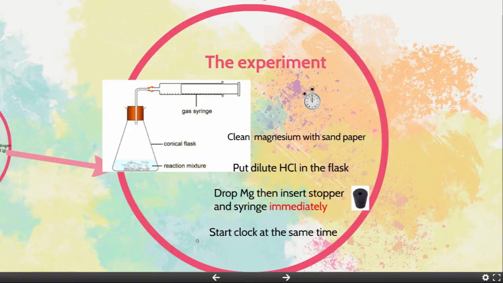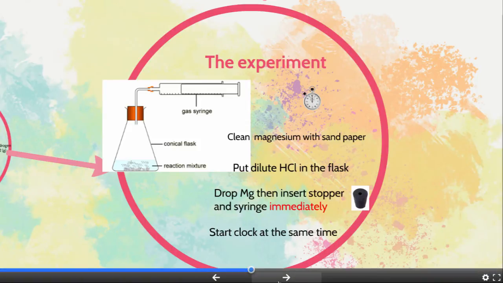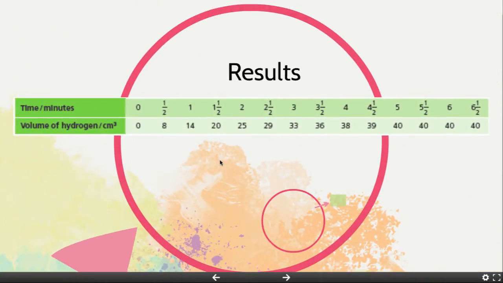And then we're going to start the clock at the very same time. Okay, here are the results for the experiment. You can see that this part is time, where we're using the unit of minutes. And we're also measuring the volume of hydrogen, so you can see the unit is cubic centimeter.